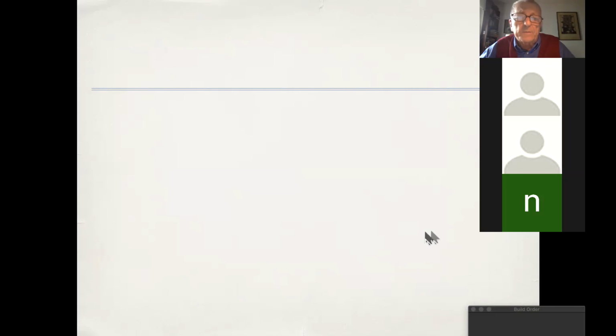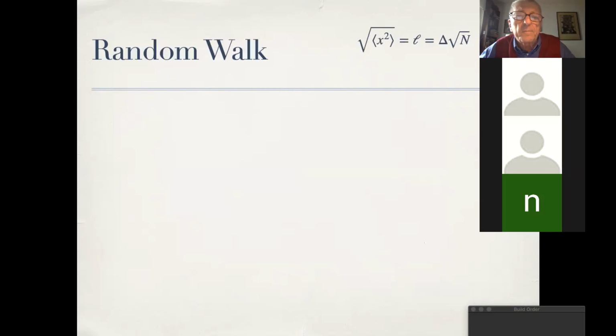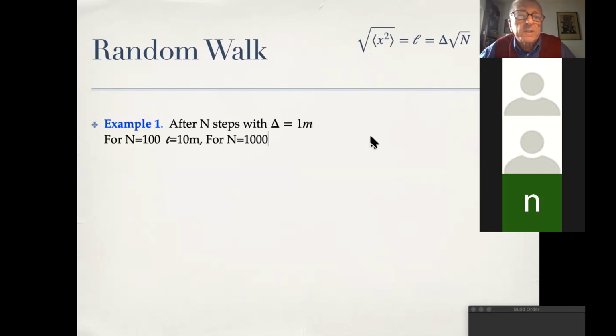So let's solve a few problems with the random walk. Remember that the mean square is proportional to the number of steps. The first example is we have an object which makes n steps, and let delta, the size of the steps, be equal to 1 meter. So let's make 100 steps, so then L, the square root of the mean of the square of x, is equal to 10 meters.